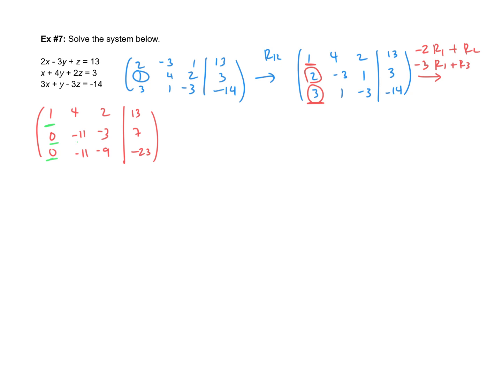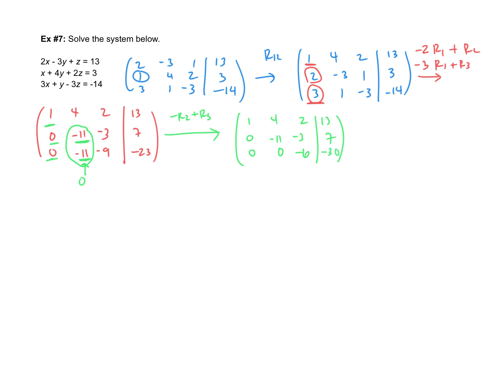Next thing I would normally do is get a 1 here. Now what I notice that's convenient though is I have these two different negative 11s. And so what I can do is now get rid of this negative 11 and make it a 0, if I take the opposite of the second row and add it to the third row. So I'm going to leave the first row alone. I'm going to leave the second one alone for right now. And then if I take the opposite of the second row and add it to the third row, I'm going to get 0, 0, negative 6, negative 30.